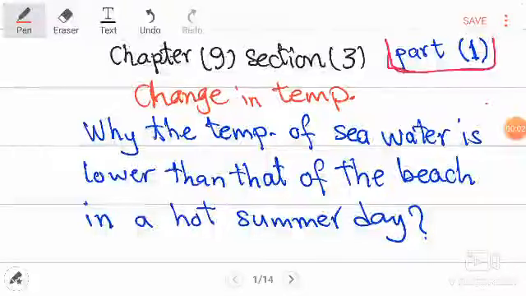This video explains part 1 of chapter 9, section 3, a change in temperature.